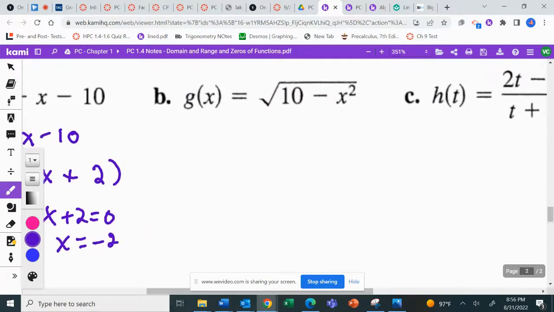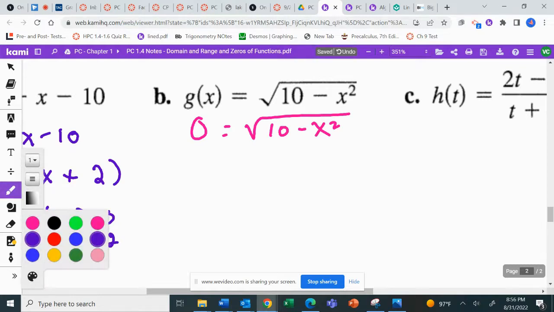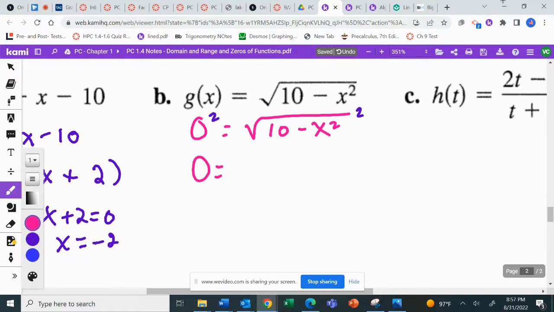All right, how about question B? So I'm going to put in 0. And I'm going to think I have to get x by itself. So in order to cancel out a square root, we're going to square both sides. We're doing the inverse operation. The square and the square root cancel out.